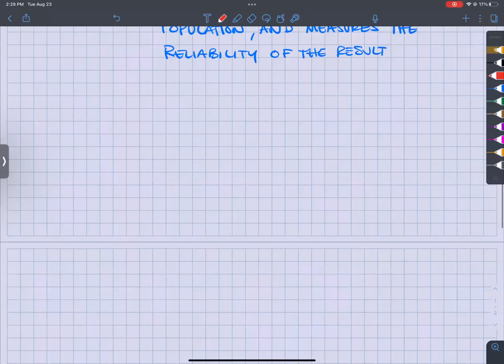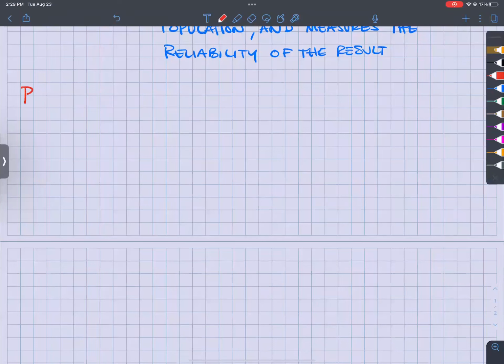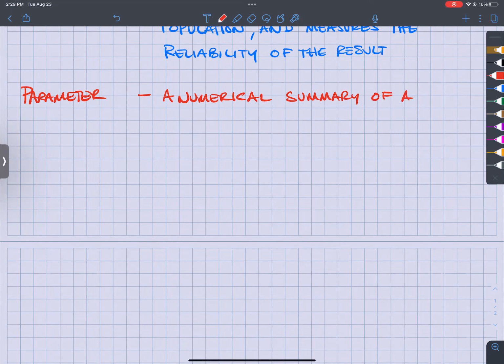Okay. Now the next one is called parameter. Let me write down the definition really quick so that you guys can see this. It's a numerical summary of a population.